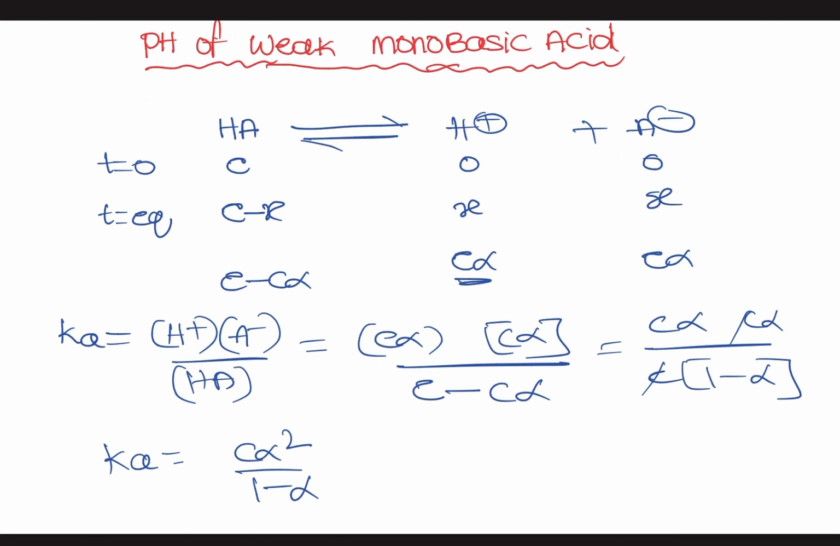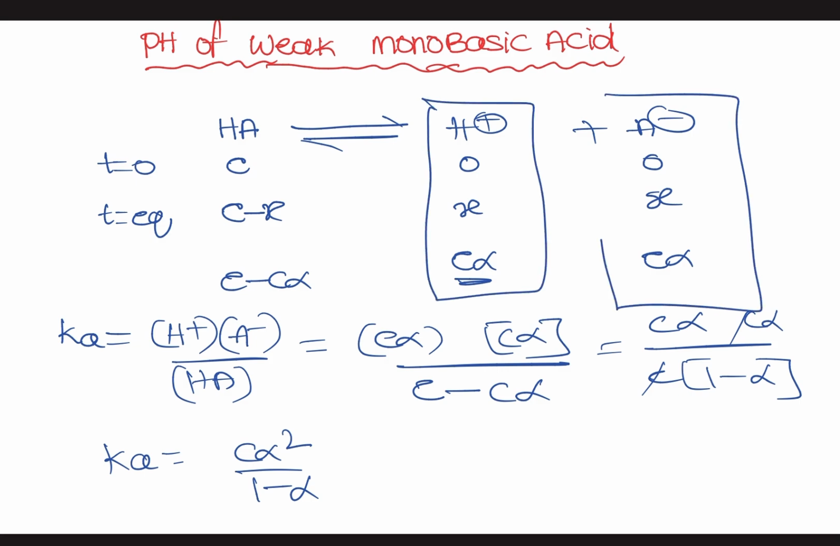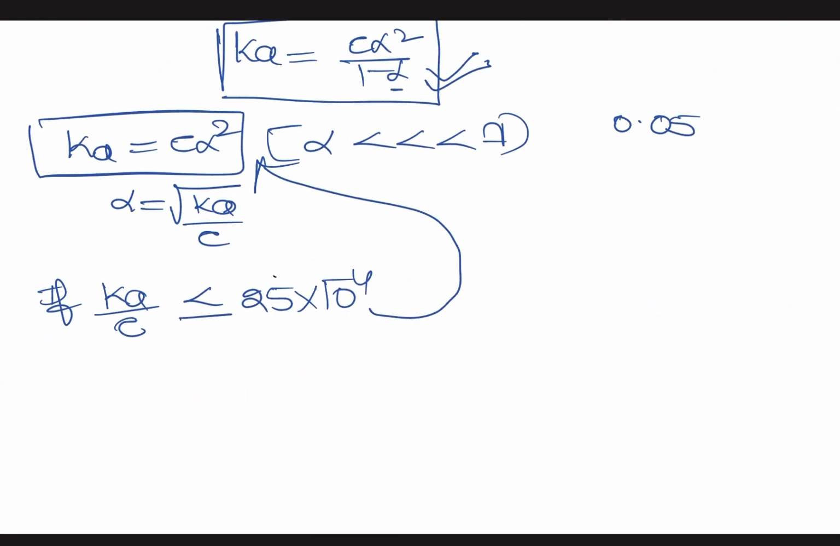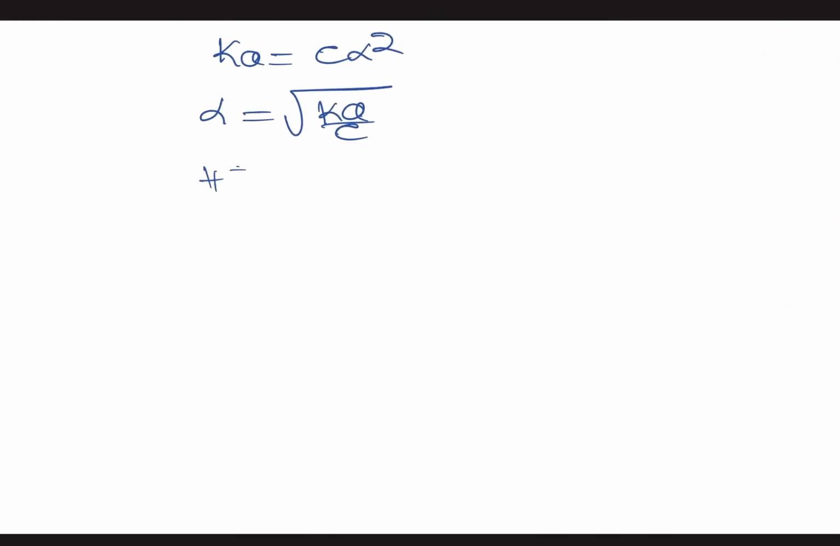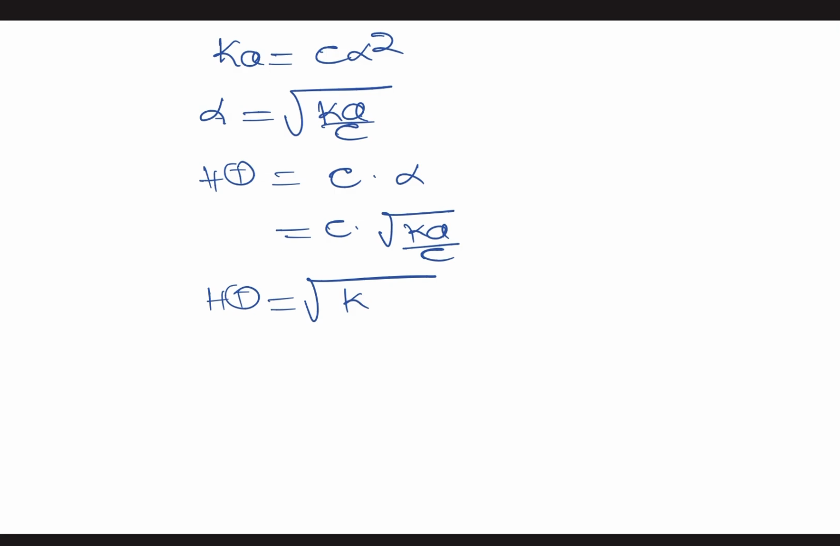Here you can check, for the H+ concentration, and even the OH- concentration, we can use the formula C alpha. Now the H+ concentration is equal to C alpha. I know that alpha is equal to root over Ka by C. If you simplify, we can write H+ is equal to root over Ka into C. The same thing is applicable to OH-. OH- is calculated as Kw by H+.